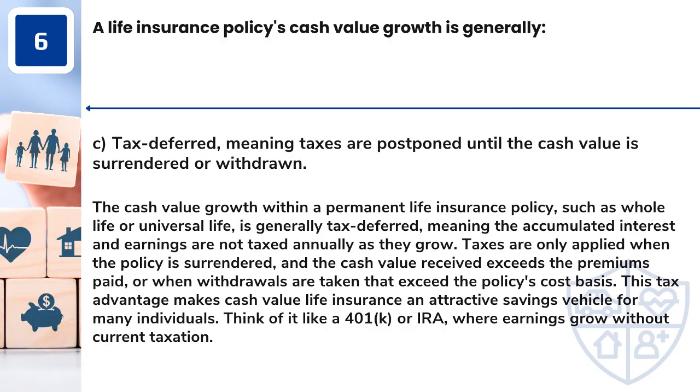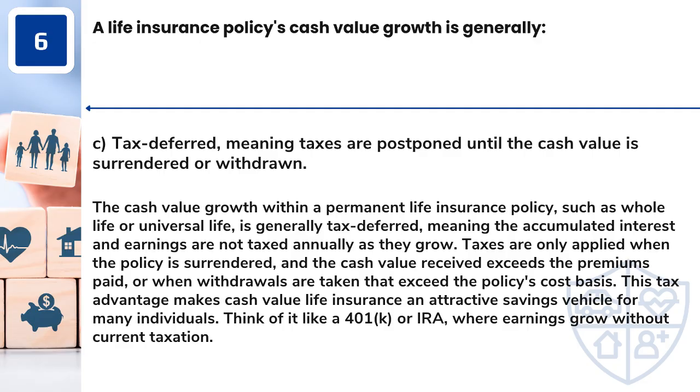Answer: C. Tax deferred, meaning taxes are postponed until the cash value is surrendered or withdrawn. The cash value growth within a permanent life insurance policy, such as whole life or universal life, is generally tax deferred, meaning the accumulated interest and earnings are not taxed annually as they grow.